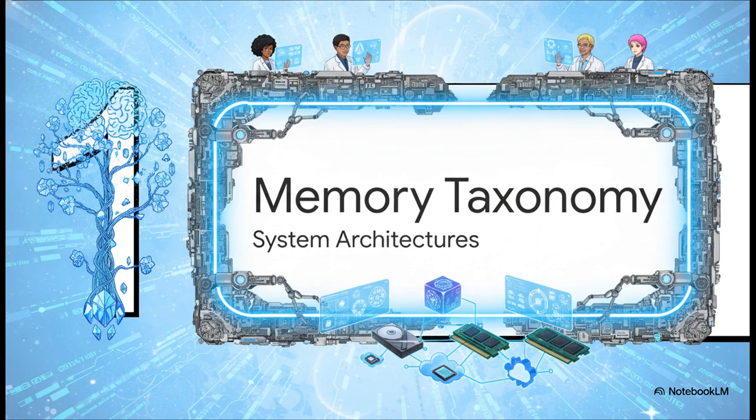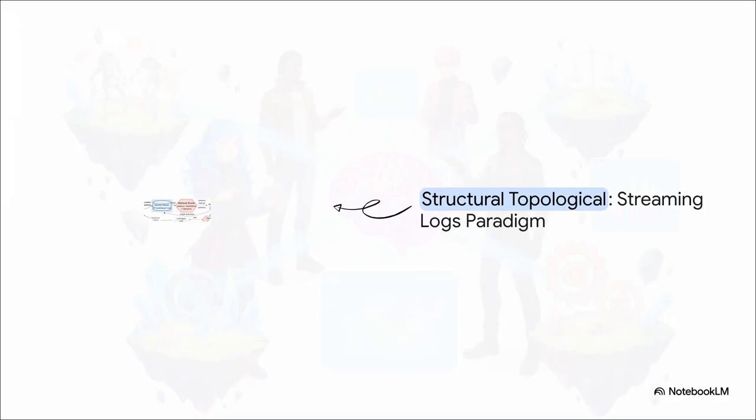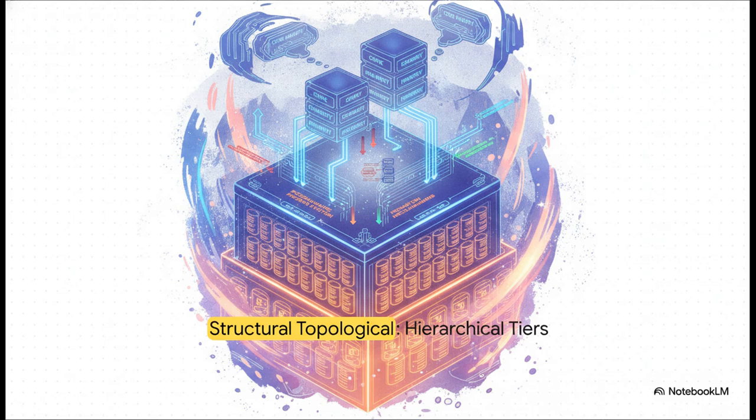Section 1, Memory System Taxonomy. First, we have the stream and reflection architecture. Notice how it maintains raw experiences as time-stamped logs, and then periodically synthesizes them into higher-level reflections. It's a foundational approach, sure, but as we'll see shortly, the latency implications when you scale this up are pretty significant. Then we've got the hierarchical tiered system.